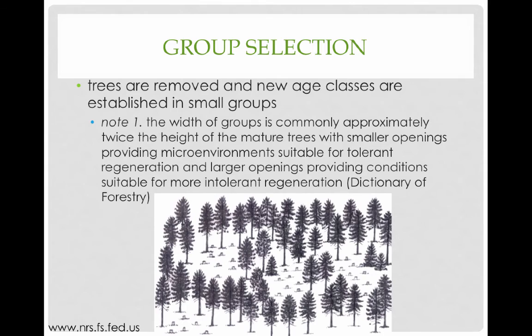So group selection is a little different than a single tree selection. Trees are removed and new age classes are established in small groups. The width of the group can be twice the height of the tree. They can be larger, they can be smaller. It all depends on what kind of species you're regenerating.